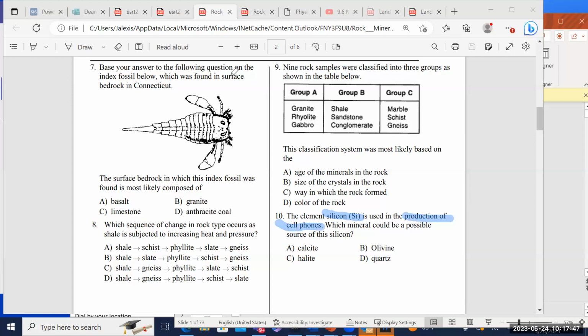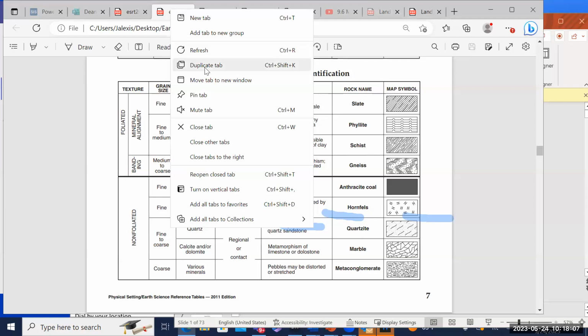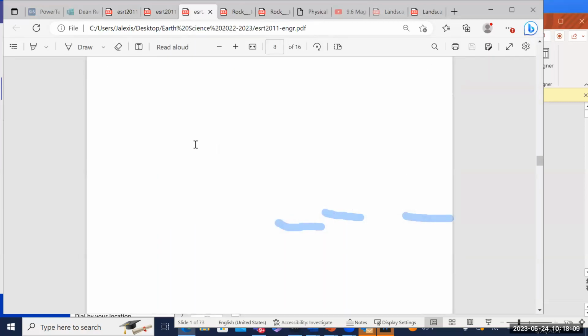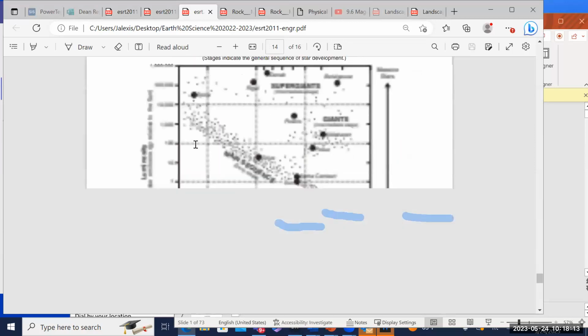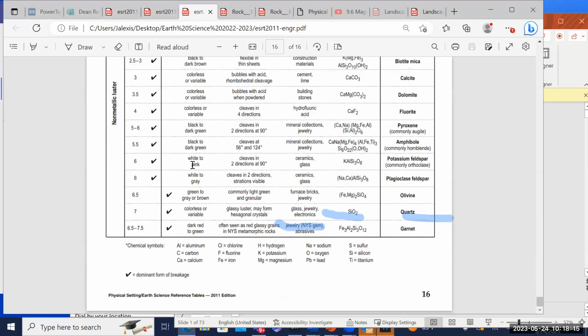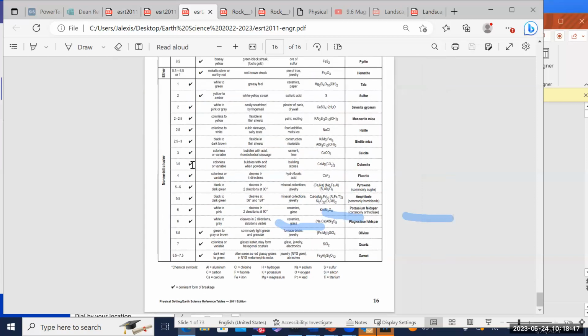This is something that's going to help me. What mineral could be a possible source of this silicon? There's only one page of the reference tables that focuses on minerals and what minerals are made up of. So when we take a look, we're going to go to page 16.